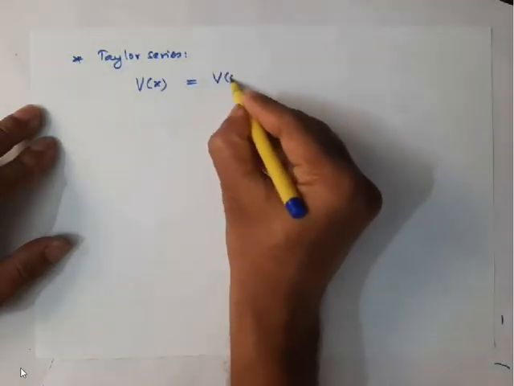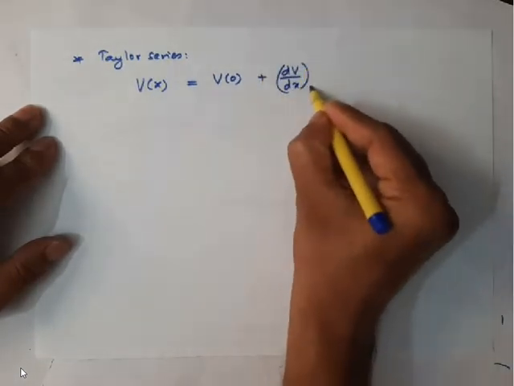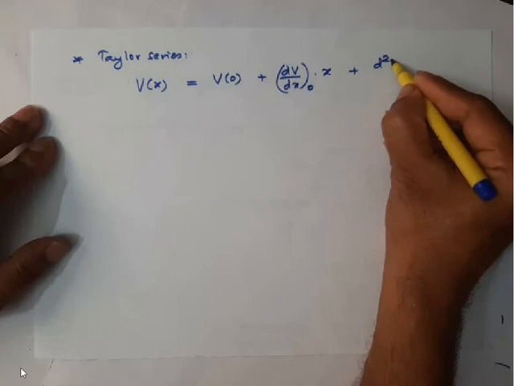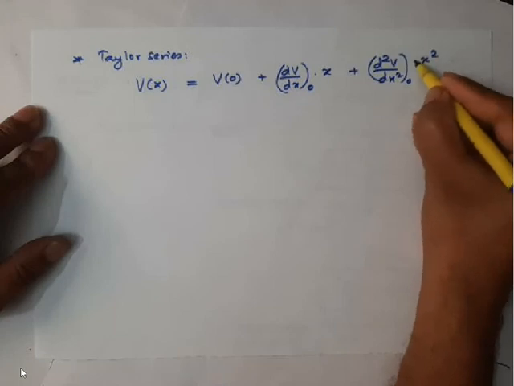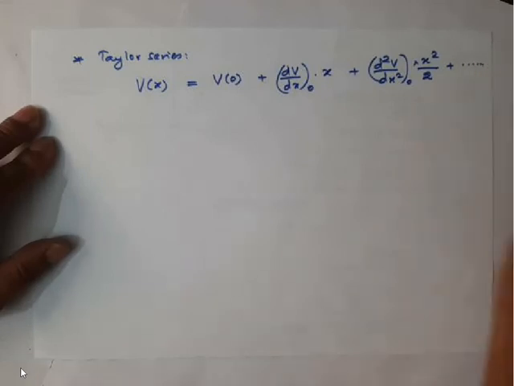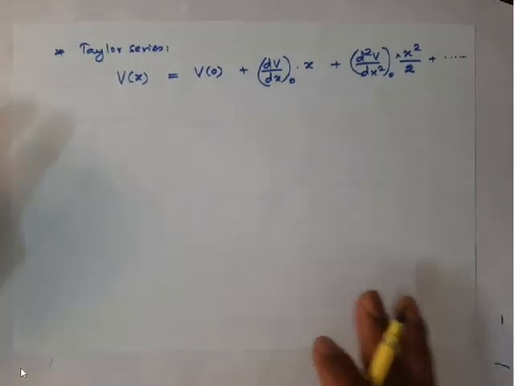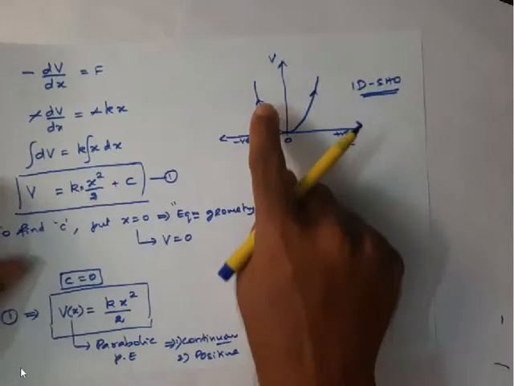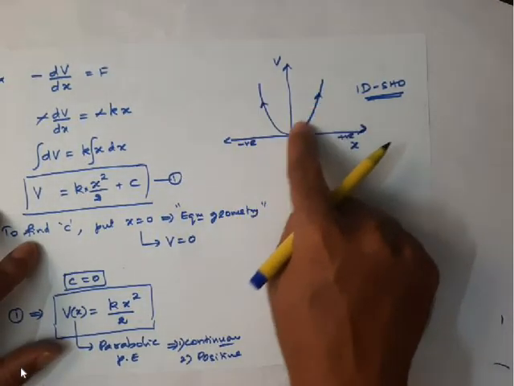So what is that? Potential energy at x equal to 0, plus the change in potential energy with respect to displacement at x equal to 0 into x, plus the second derivative, d square V by dx square at x equal to 0, into x square by 2 factorial. 2 factorial is 2. Plus cubic term, quartic term, all other terms will come. This is how we write the potential energy if it appears like a parabolic form. For a one-dimensional simple harmonic oscillator, potential energy appears like a parabola.